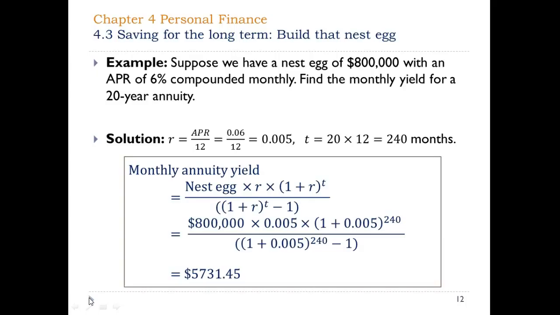Solution. r is APR divided by 12, or 6% divided by 12, which is half a percent. t is 20 times 12, 240 months. Monthly annuity yield is 800,000 times 5 thousandths times (1 plus 5 thousandths to the power of 240) divided by (1 plus 5 thousandths to the power of 240 minus 1), equal to $5,731.45. So you will receive $5,731.45 per month. At the end of 20 years, you will have $0 in your account.